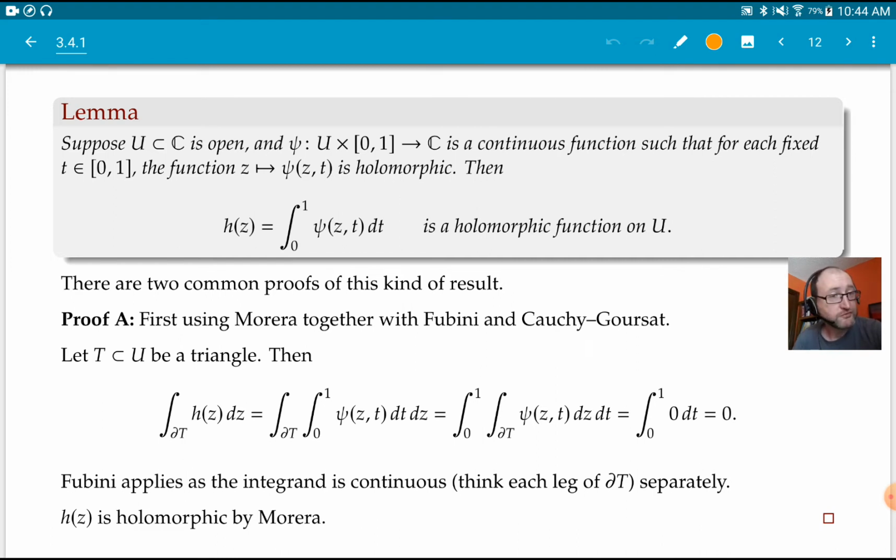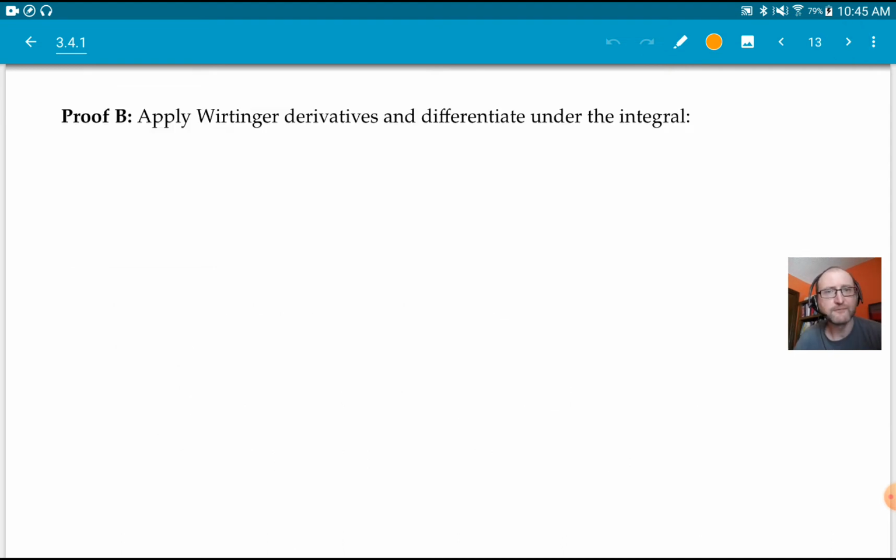So that's one proof. Let's look at the second proof. This is using the Cauchy-Riemann equations, and it's the kind of proof that we already did on the Cauchy formula, but it's maybe a little bit more subtle. This would really be the way that I think of it, but it is a bit more subtle. We'll get to the subtlety in a moment.